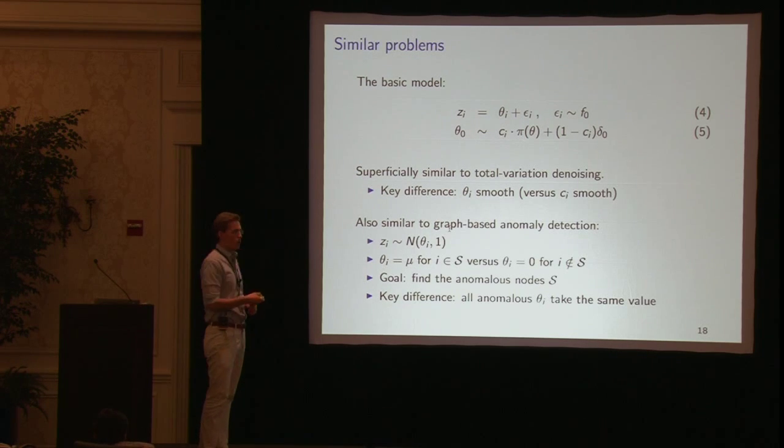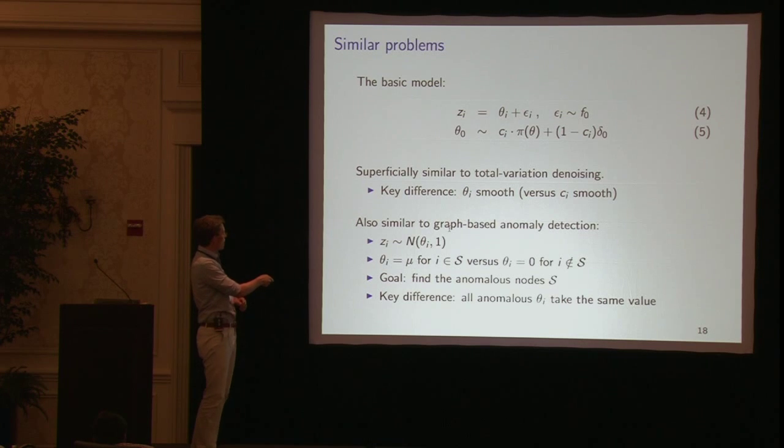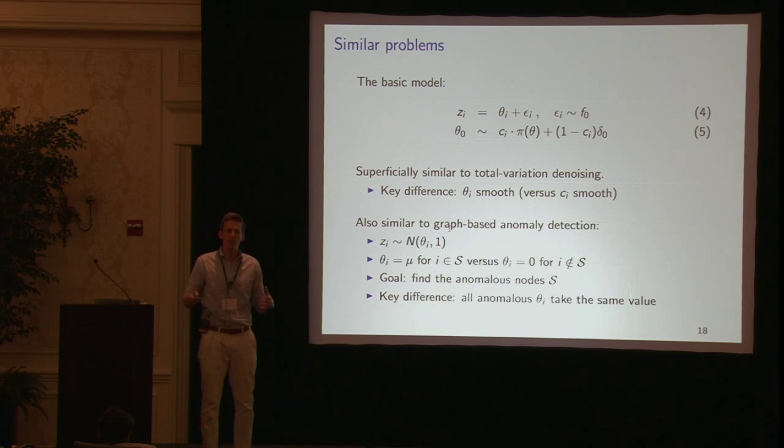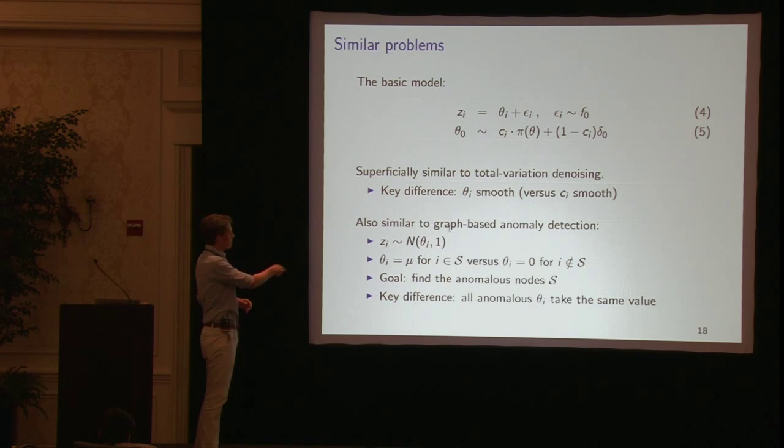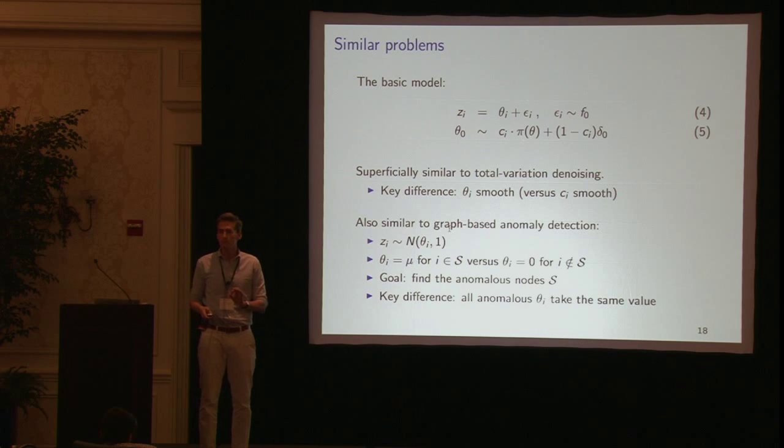I know that all my z-scores come from this basic model right here, but there's an anomaly set S, which is a subset of nodes on my graph. For whichever nodes are in S, theta i is mu, and whichever nodes are not in S, theta i is 0, and I just want to find the anomalous set S. What's immediately different about that problem is that every single anomalous theta i is the same number, which is very different from our false discovery rate kind of setting. So it's superficially similar to both of those problems, but quite different in terms of the algorithms that you would use and the performance of an algorithm designed for one domain applied to the other.